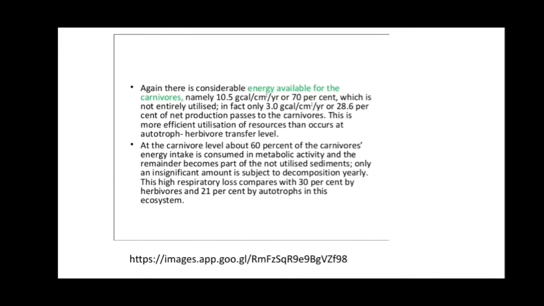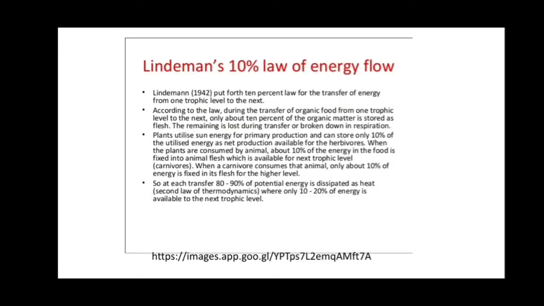At the carnivore level, about 60% of the carnivores' energy intake is consumed in metabolic activity, and the remainder becomes part of the non-utilized element. Only the high respiration loss is compared with the 30% by the herbivores and 21% by autotrophs in this ecosystem. So there is a loss of energy in each trophic level. In each trophic level there is a 10% loss. So here is Lindeman's 10% law of energy flow.